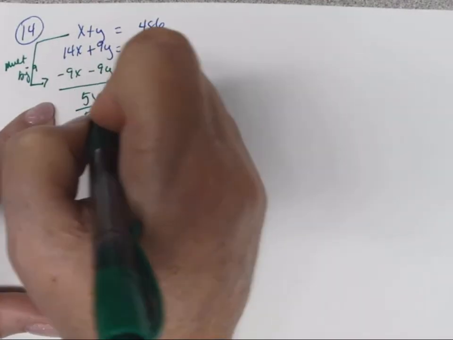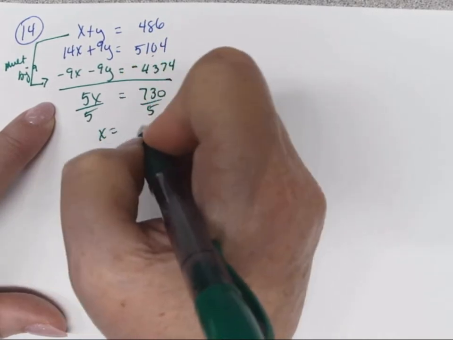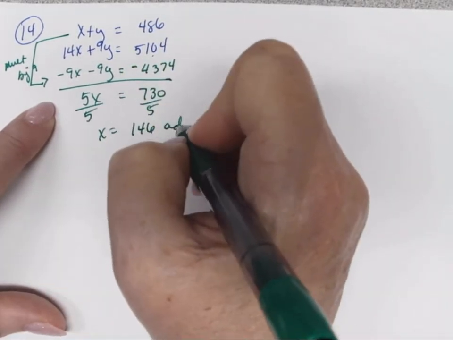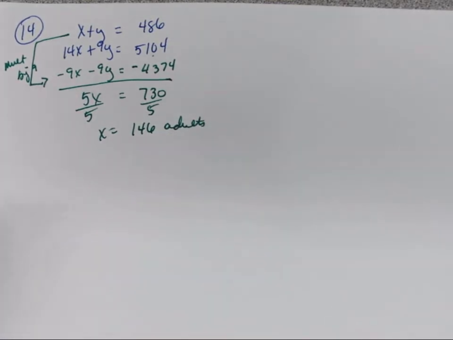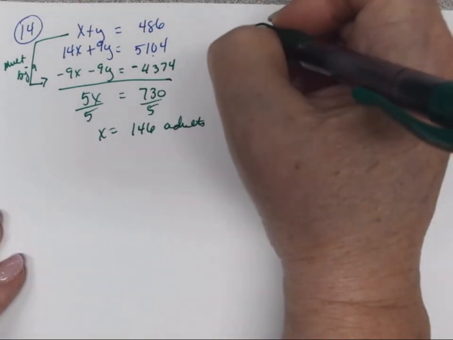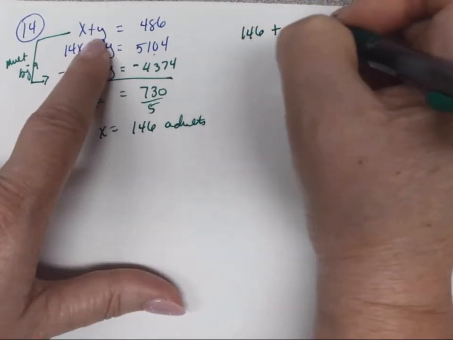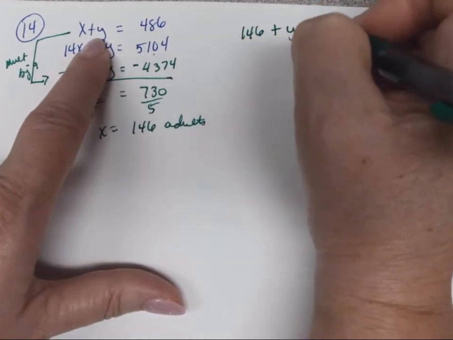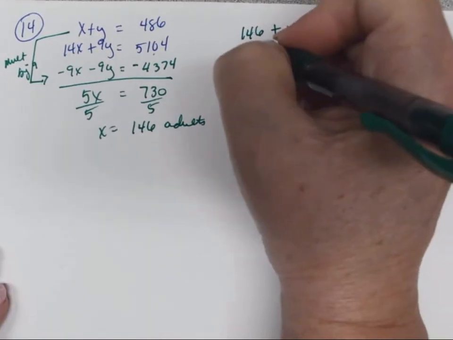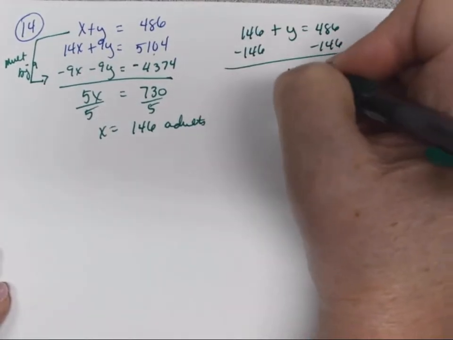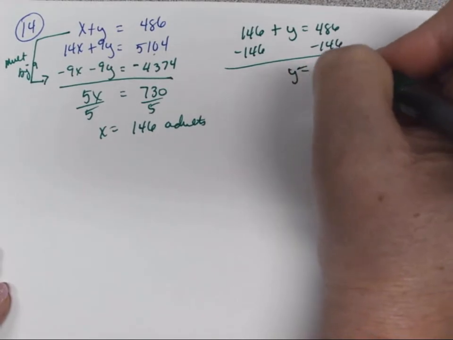Now I'll divide by 5, and x will be equal to 146. Now these were the adults because of the price. So to find the children's, I can take 146 using this equation plus y equals 486. Subtracting the 146 over, I get y is equal to 340 children.